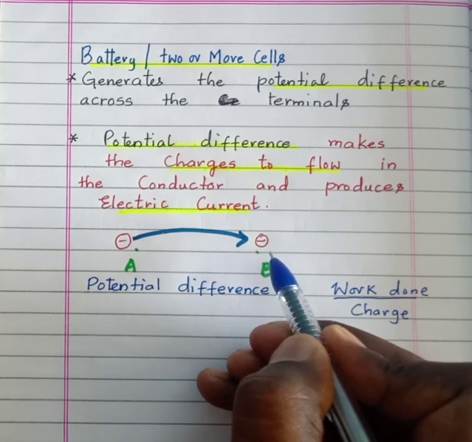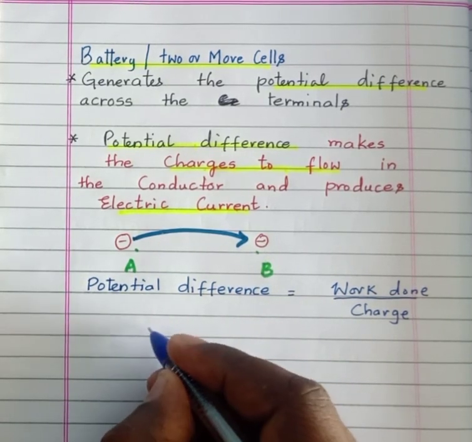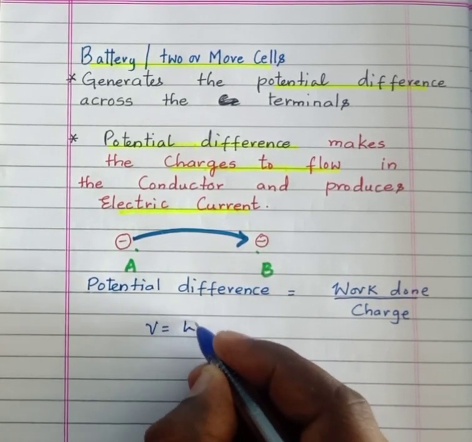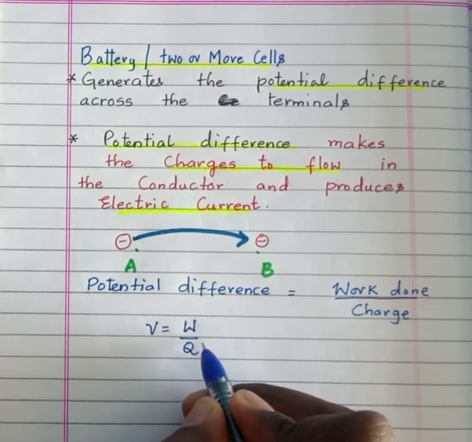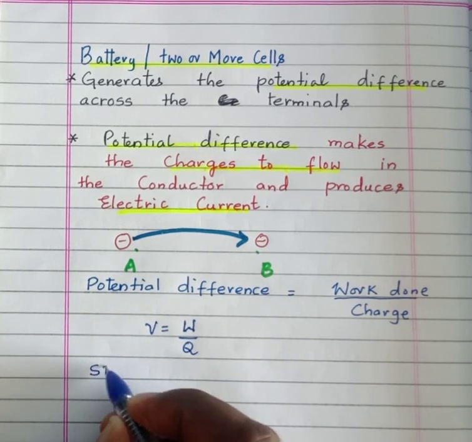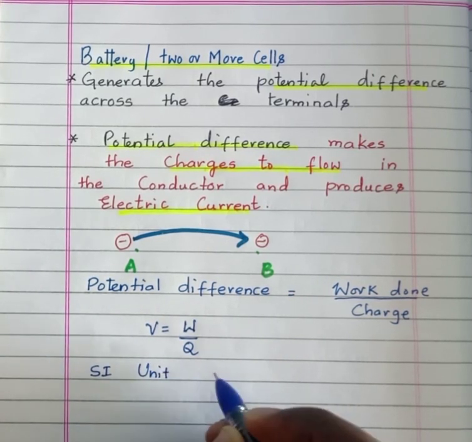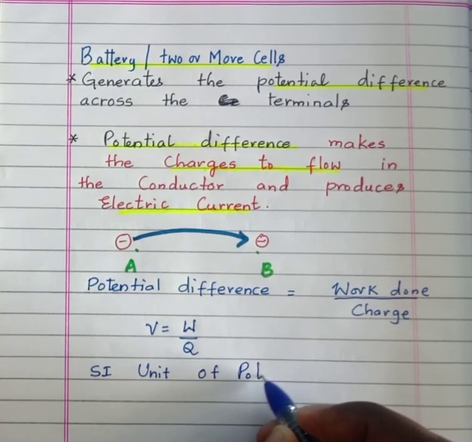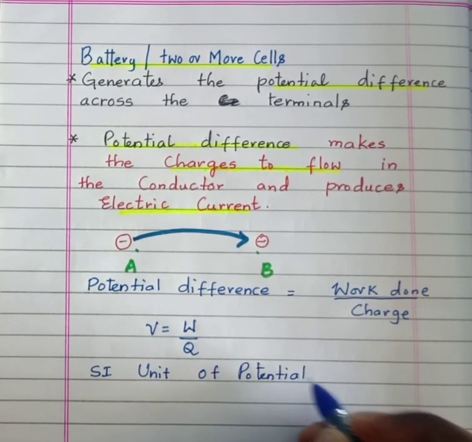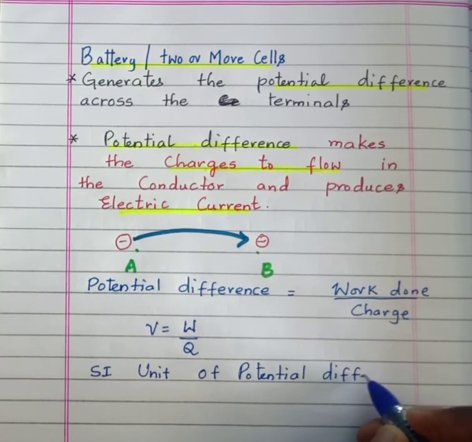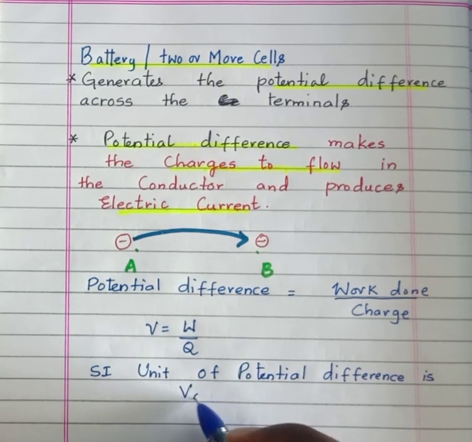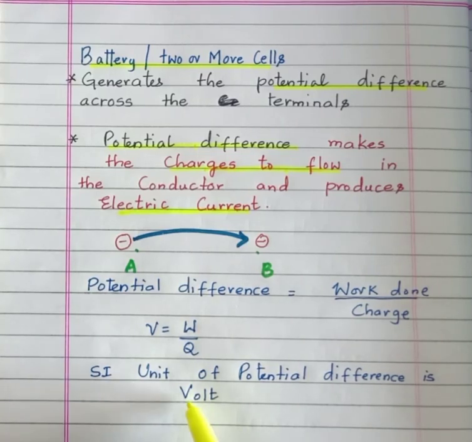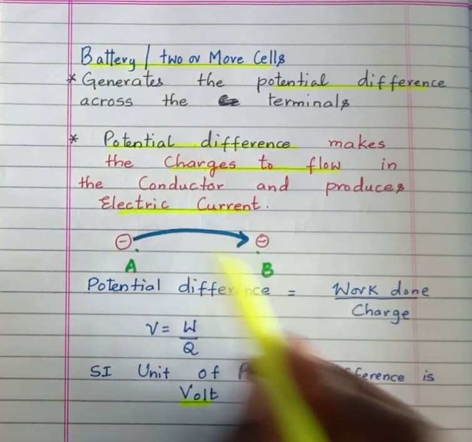We define V equals W by Q. What is V? V is the potential difference, W is the work done, Q is the charge. Now, SI unit of potential difference is volt, VOLT. What is potential difference? It is the amount of work done in moving a charge from one point to another point. We define that as potential difference. SI unit of potential difference is volt.